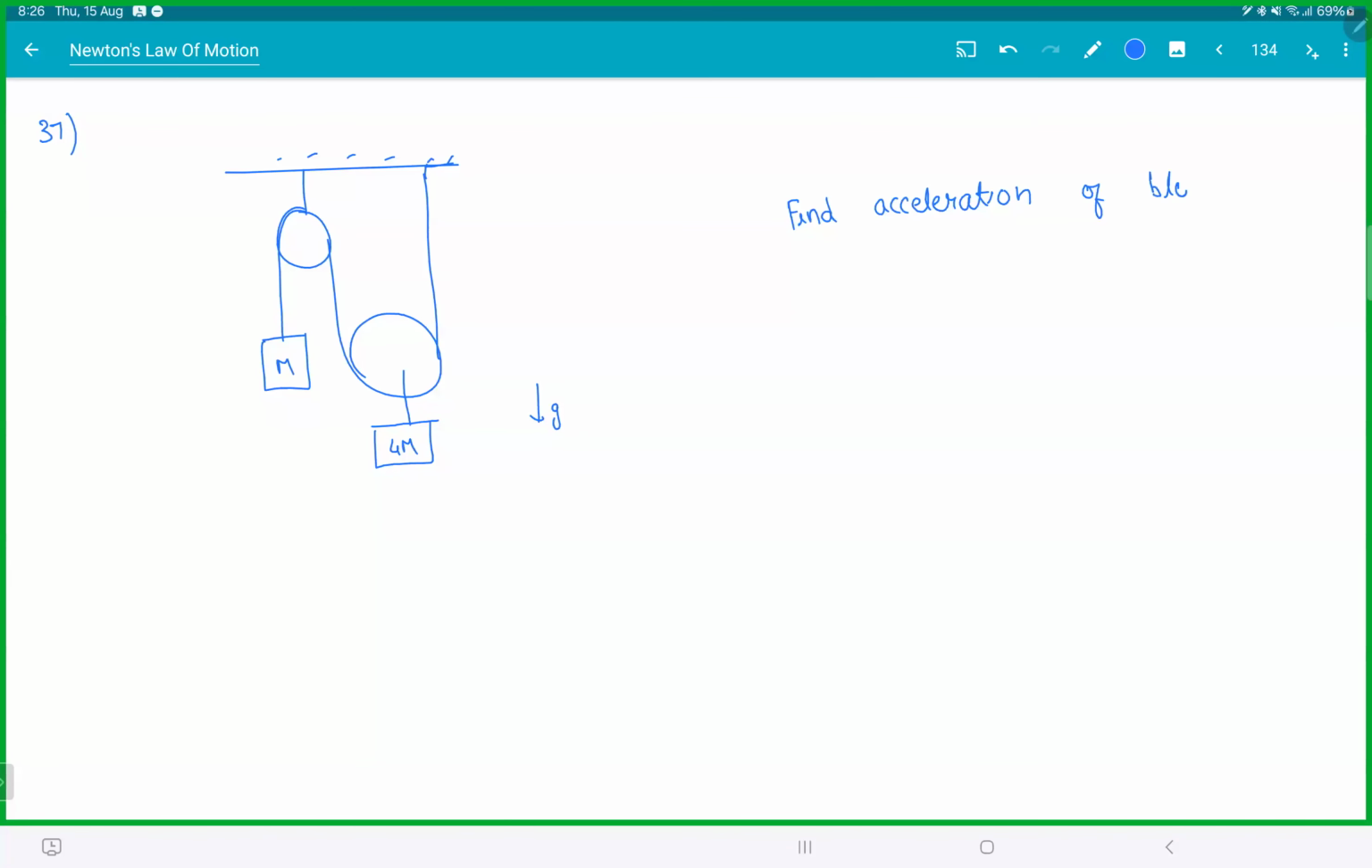Let's get this. But remember, your standard process still works. Choose a system, draw an FBD, write accelerations, forces, and solve. Let's go, give it a try.